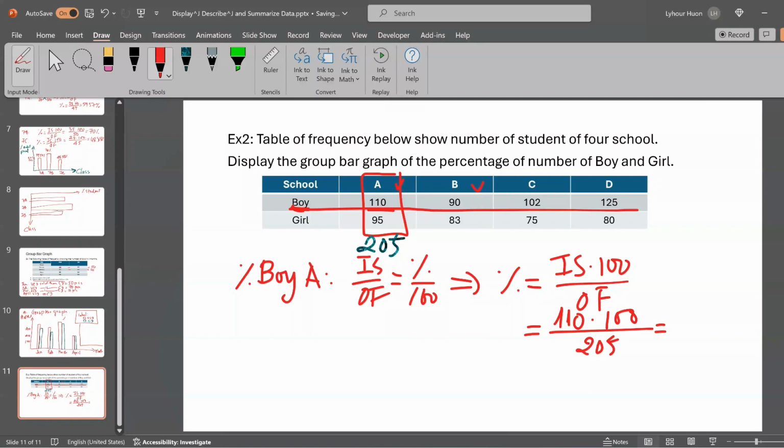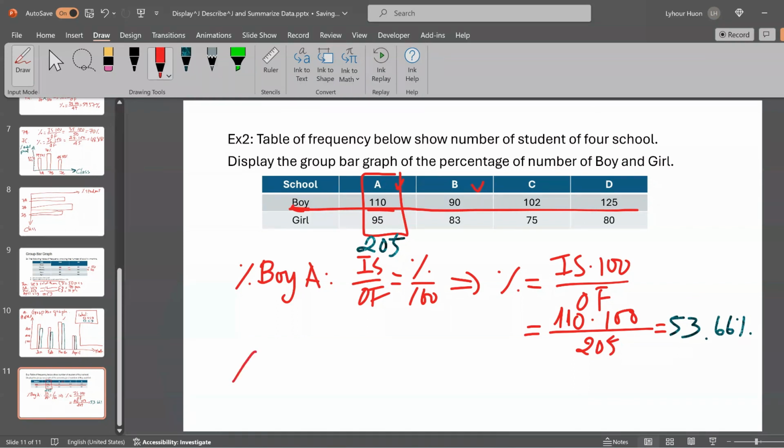Oh, you actually want me to do it? Yes, I will check your answer with you. What is the percentage? It equals 53.66. Correct, 53.66.